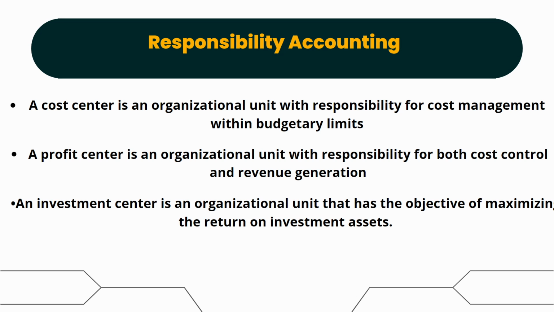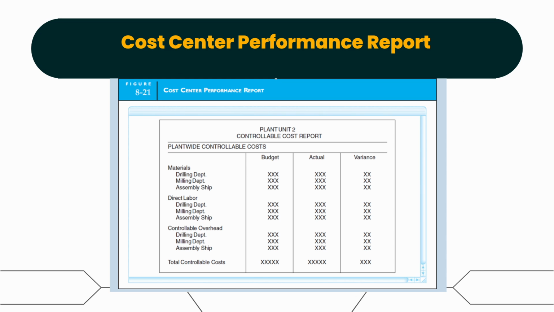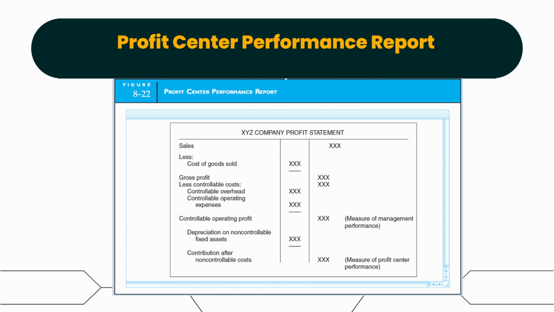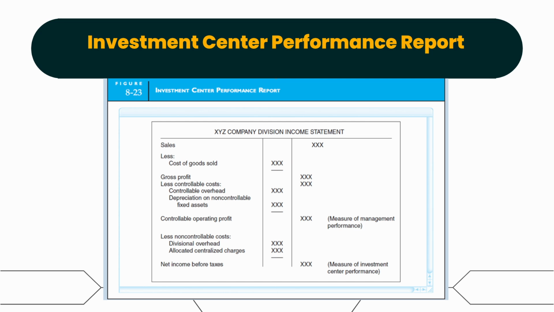And the responsibility accounting. A cost center is an organizational unit with responsibility for cost management within budgetary limits. A profit center is an organizational unit with responsibility for both cost control and revenue generation. An investment center is an organizational unit that has the objective of maximizing the return on investment assets. Here are examples of a cost center performance report and a profit center performance report. Investment center performance reports are the distribution income statement.